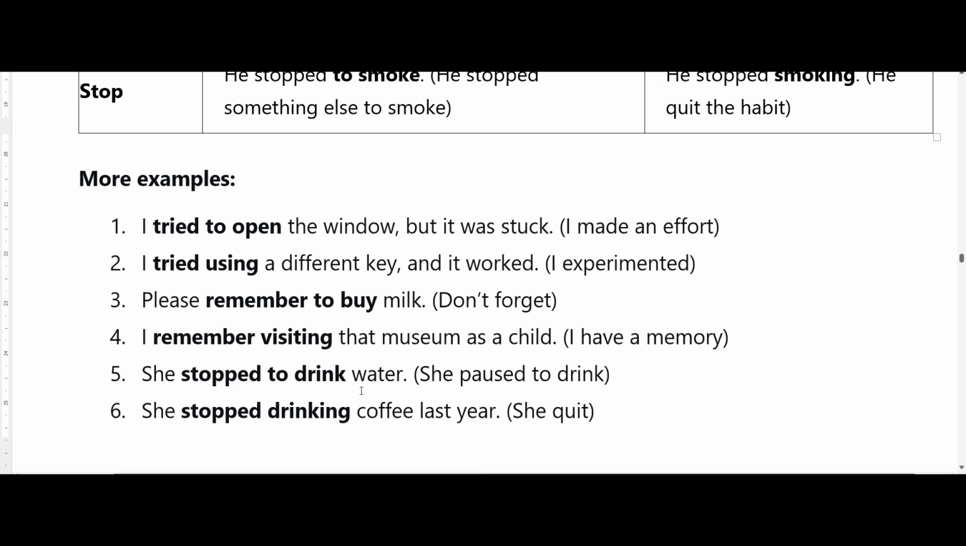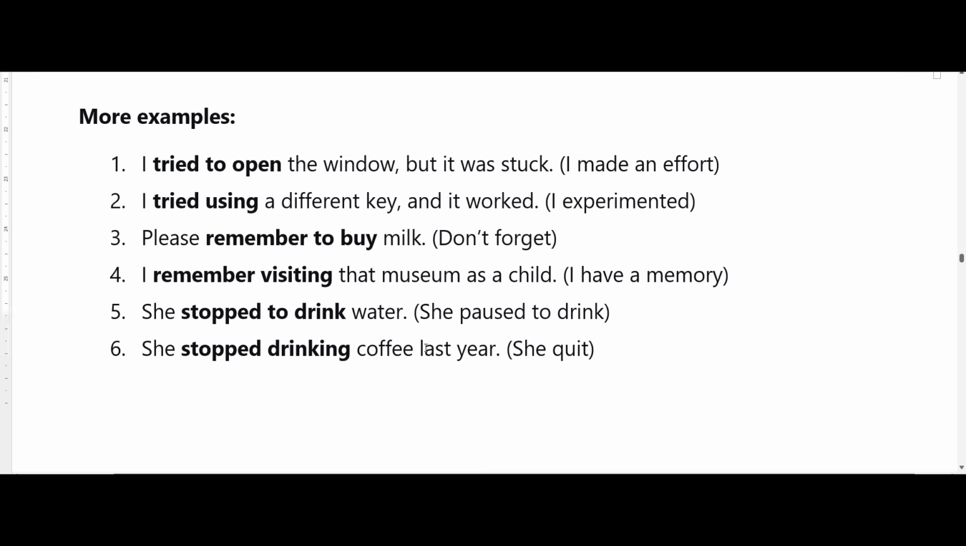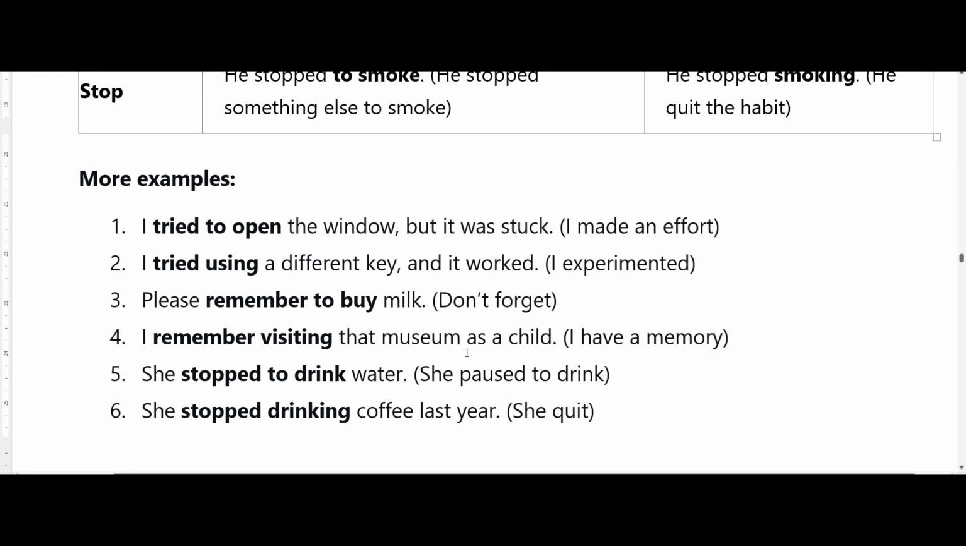She stopped to drink water. She paused to drink. She stopped drinking coffee last year. Kind of, she quit. She doesn't do it anymore. So, okay. Those were a lot of examples. Now, let's move on and get some practice.